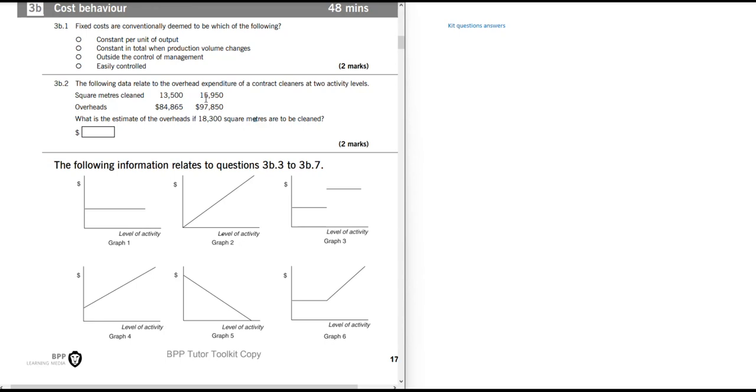Okay, fixed costs are conventionally deemed to be which of the following? Constant per unit of output, constant in total when production volume changes. Remember, constant means stable, outside control of management, easily controlled. Sometimes they can be controlled, sometimes they cannot, but one answer that is correct is constant in total. No matter whatever the level of activity is, the cost is always going to be the same.